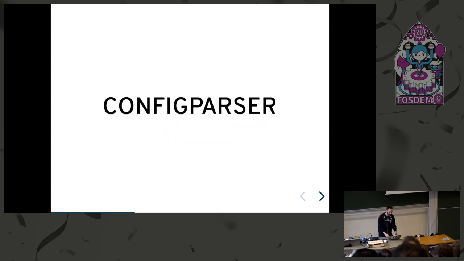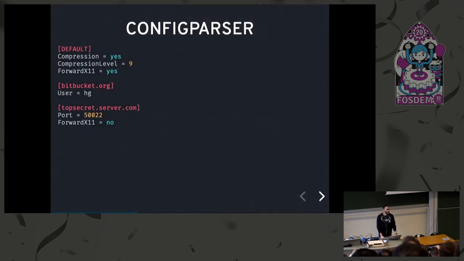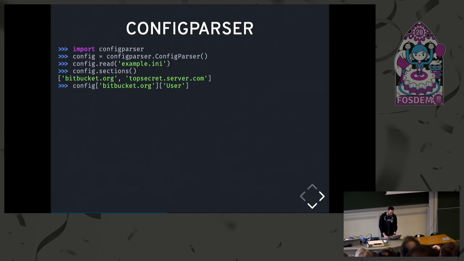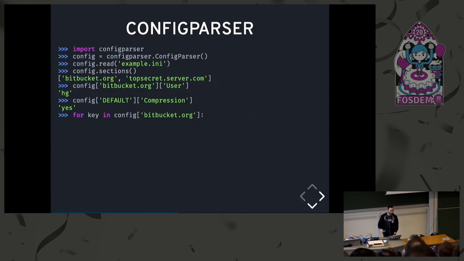And in Python, we use configparser, which consumes ini files, and you can see you have a section and then a key value on each section, and then you can access them with the code. If I import configparser, create my parser, and then start parsing a file, I can see the sections. I can get the values of each key, and so on.